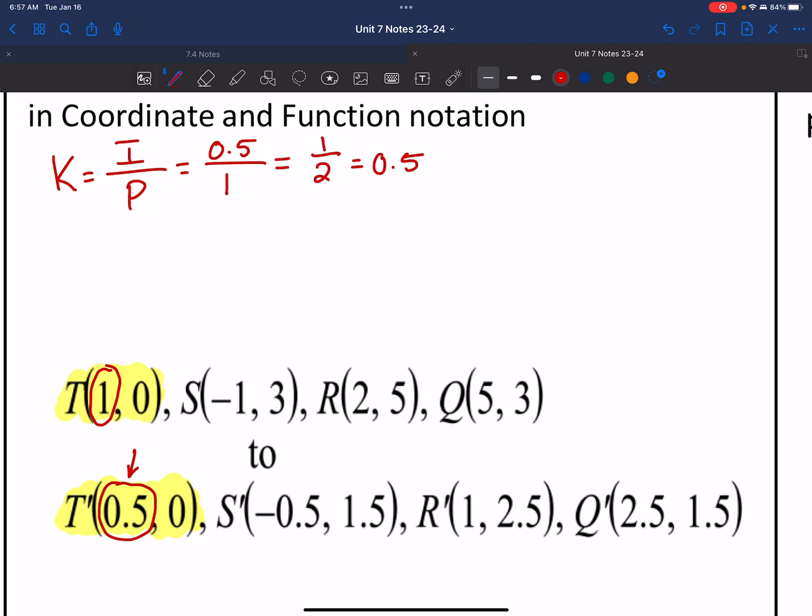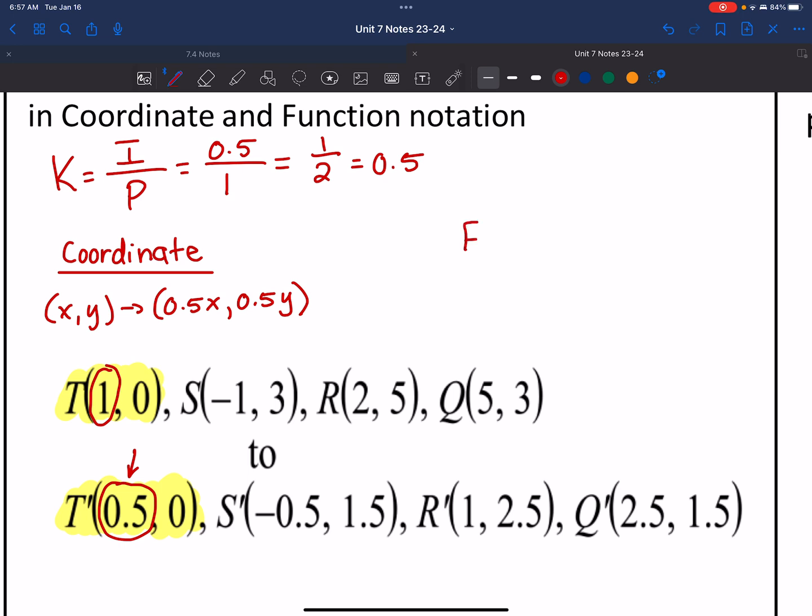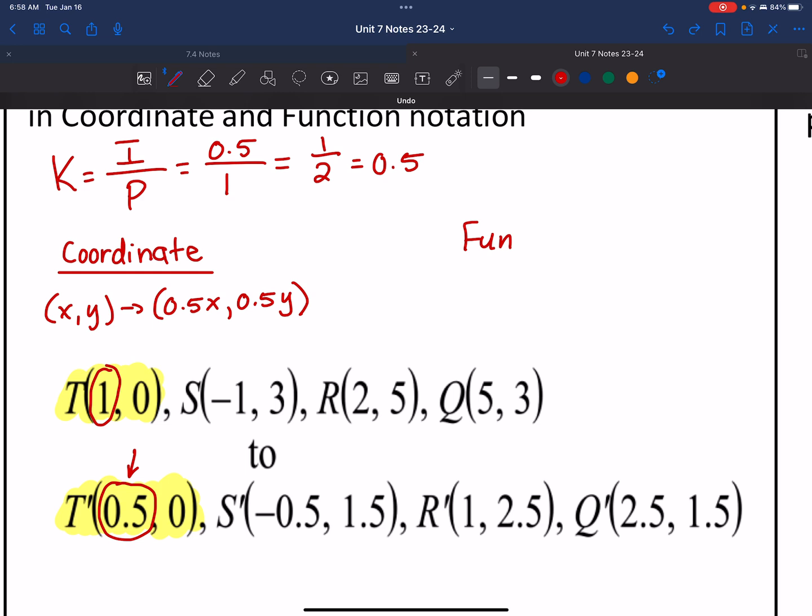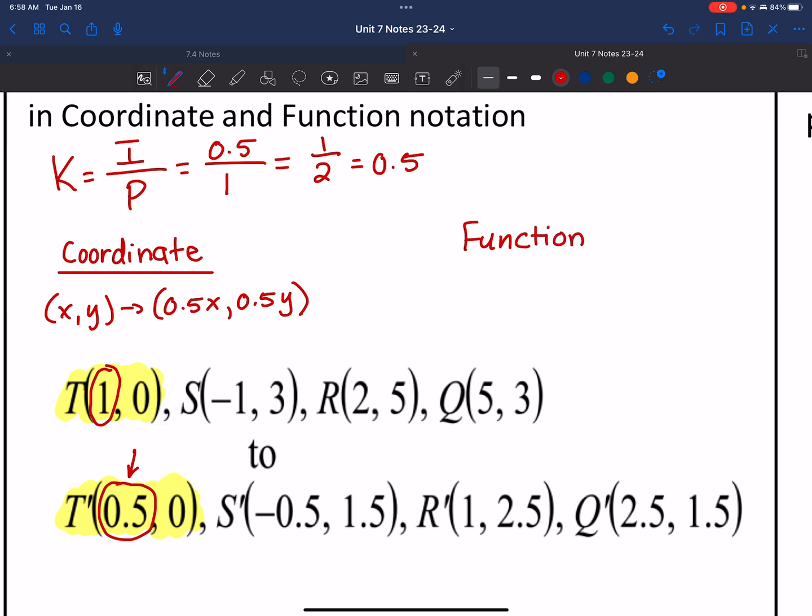Now, for coordinate notation, I start with x, y, and I'm going to end with 0.5x, 0.5y. Okay, it's our scale factor times x, and then scale factor times y. And then for function notation, I'm just going to have D 0.5.